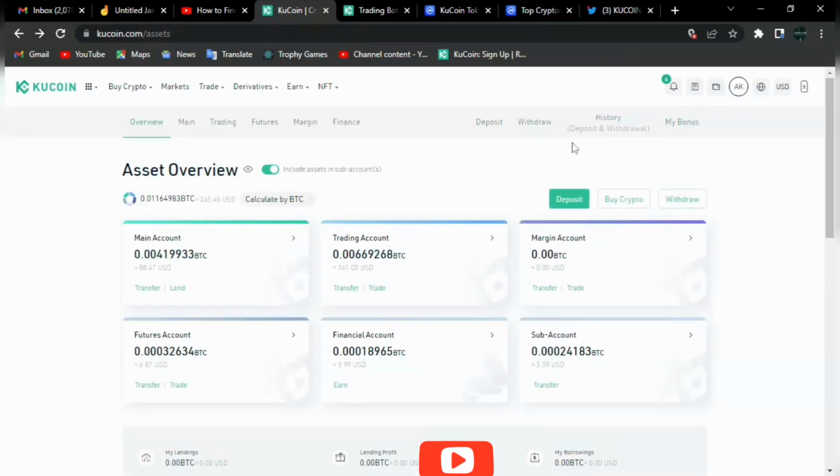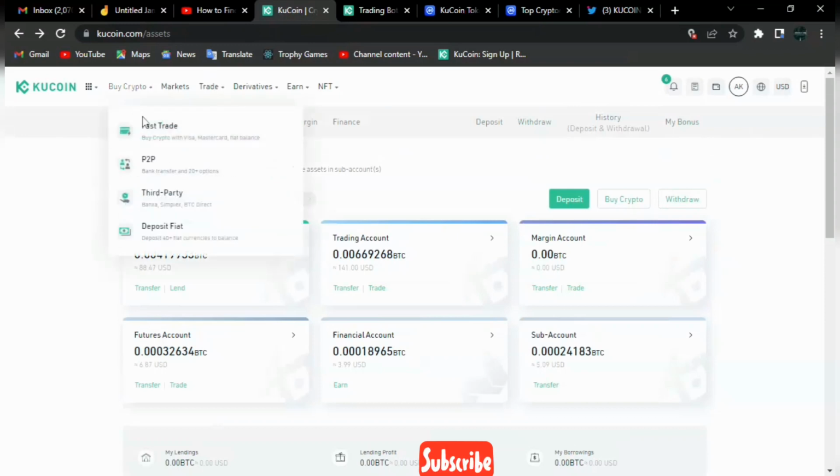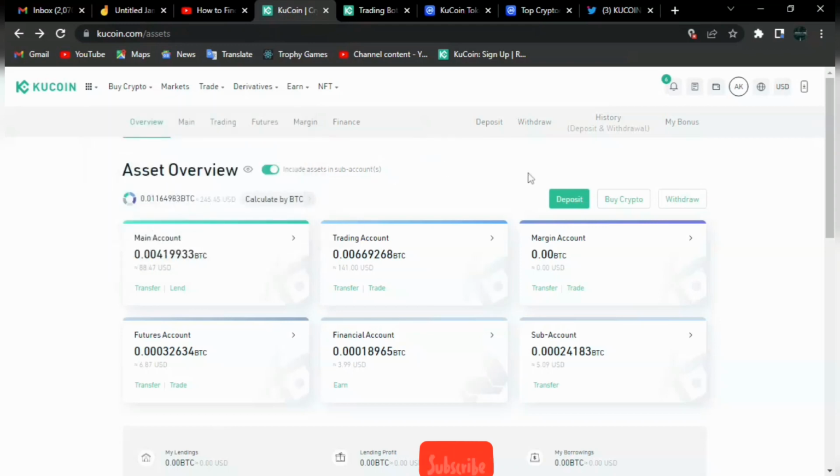Once you're done with that, make sure you log into your account. Then fund your account using any of the methods: P2P, fast trade, or third party deposit via bank currency or more. Here you can see we currently have some assets which we're holding in the form of stable coins, as well as other volatile assets in our KuCoin account. To get started, you need to transfer your funds from your main account to your trading account.